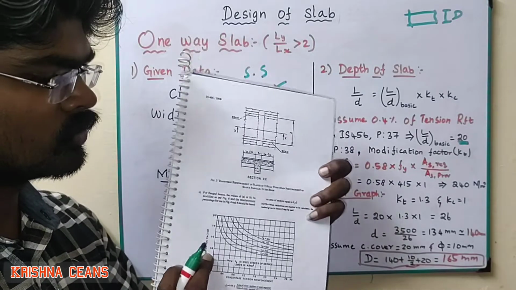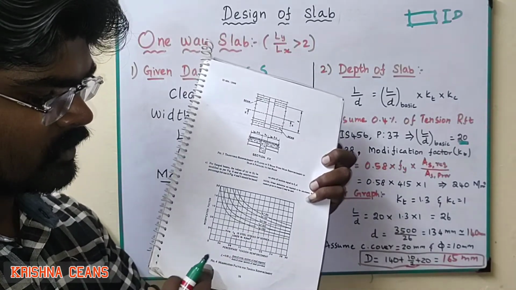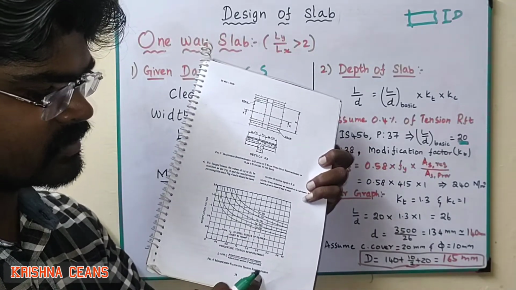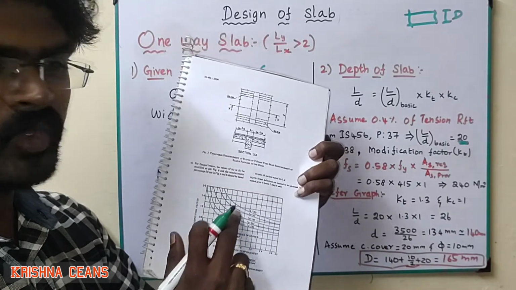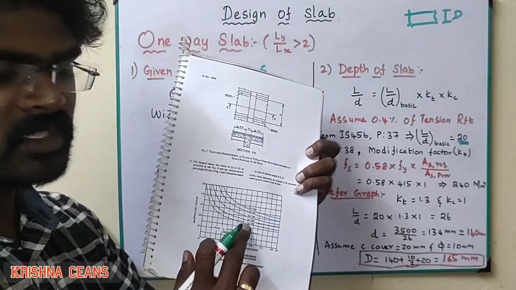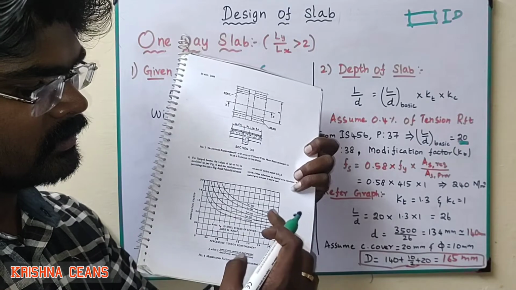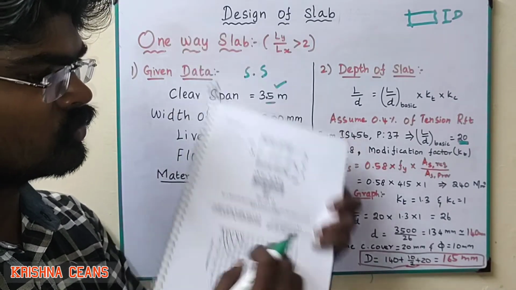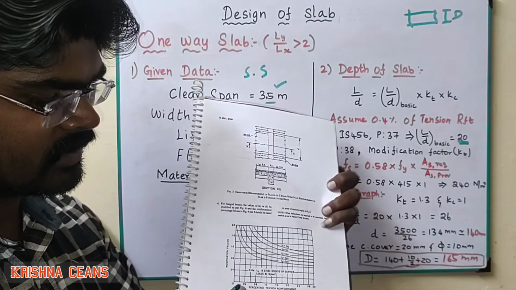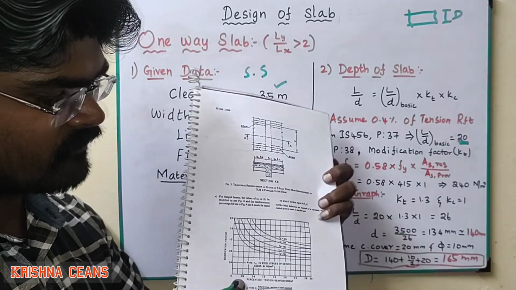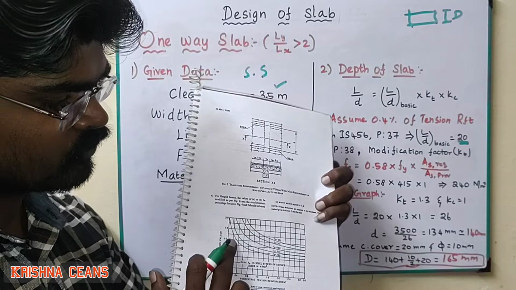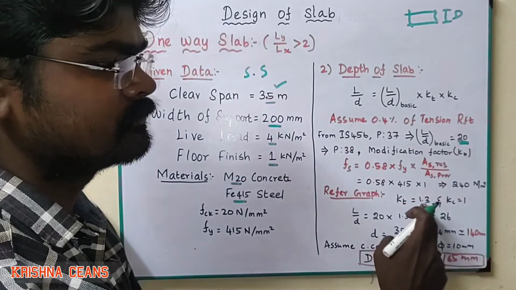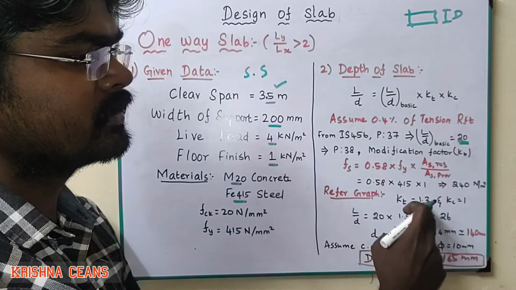Now go to the graph, figure number 4, modification factor for tension reinforcement. In this there are 5 curves based upon the fs value. In our problem it meets the 4th curve, fs equal to 240. For the x-axis value 0.4, where it touches is 1.3. So the KT value is 1.3.